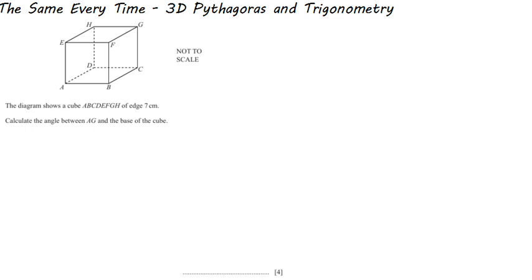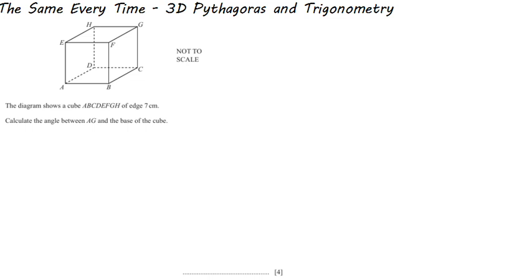Exam question. The diagram shows a cube, A, B, C, D, E, F, G, H, they're the corners, the vertices, of edge 7 centimeters. So each edge of this cube is 7 centimeters long. Calculate the angle between AG and the base of the cube.